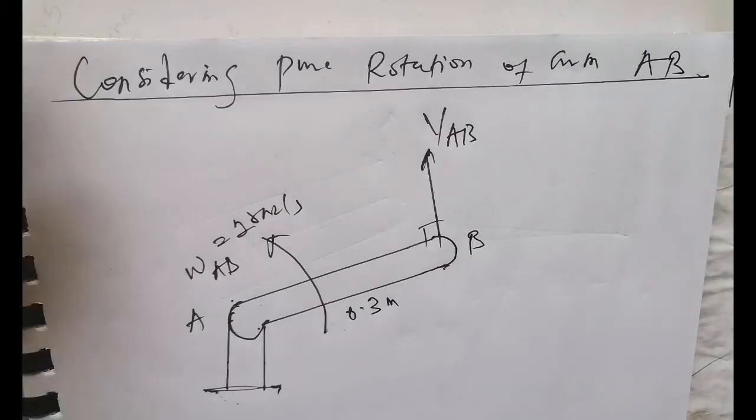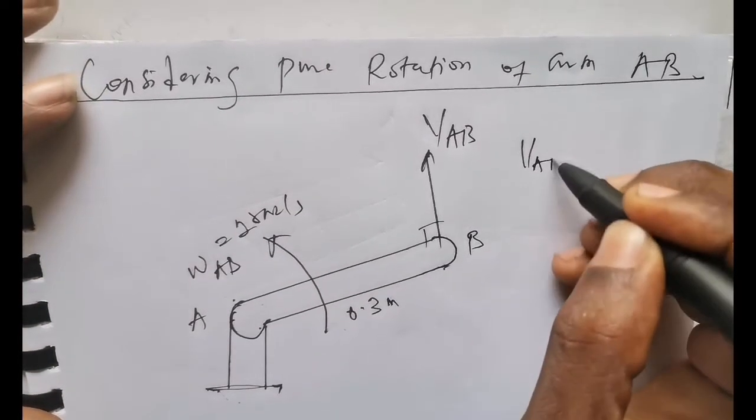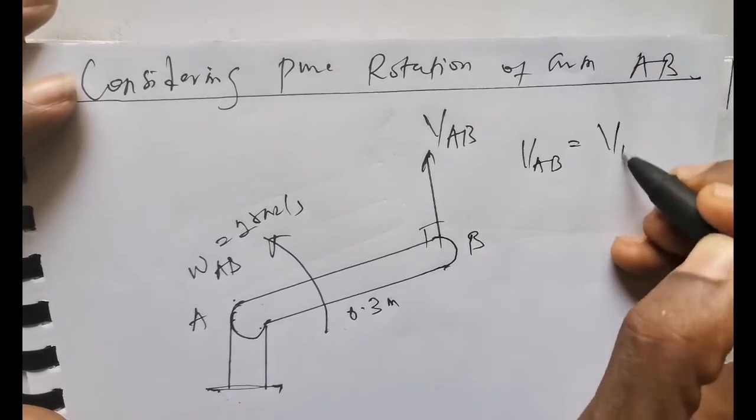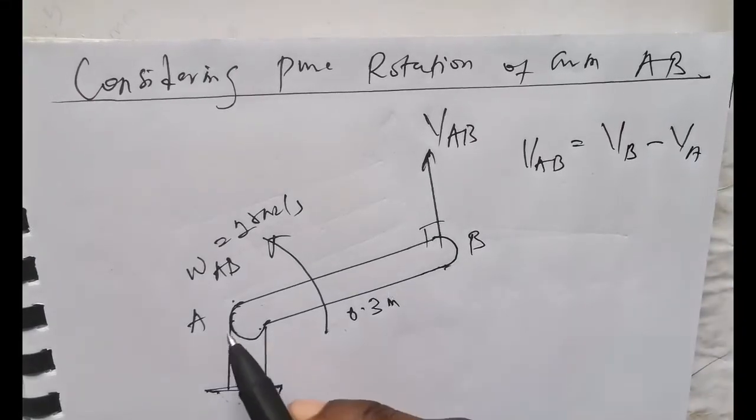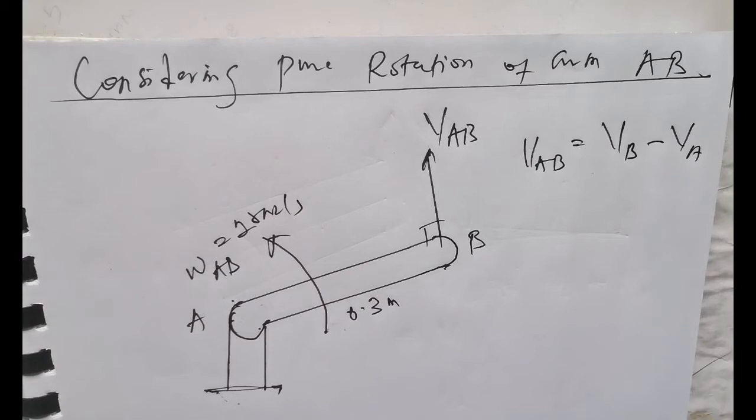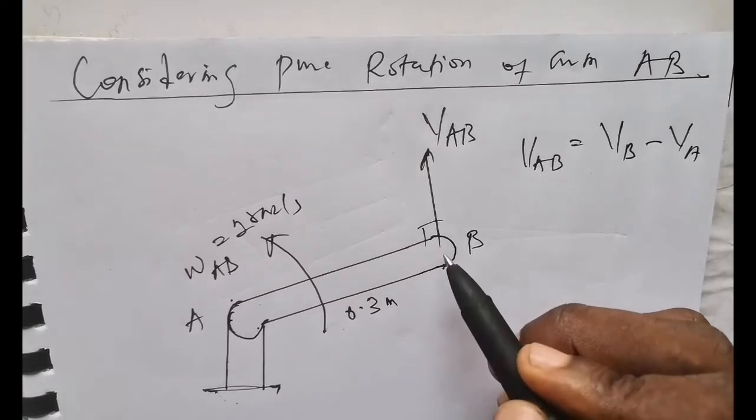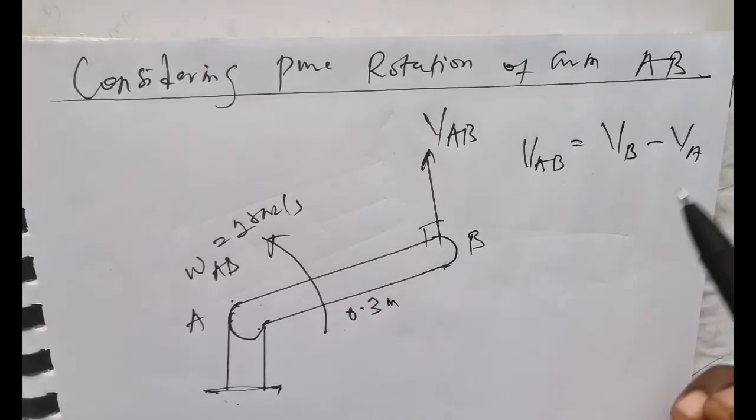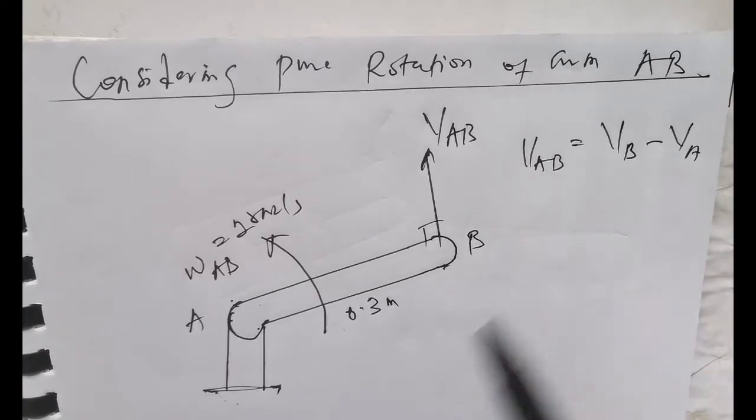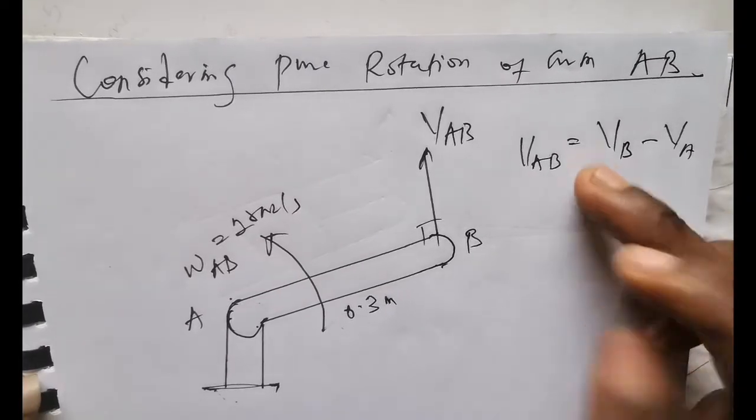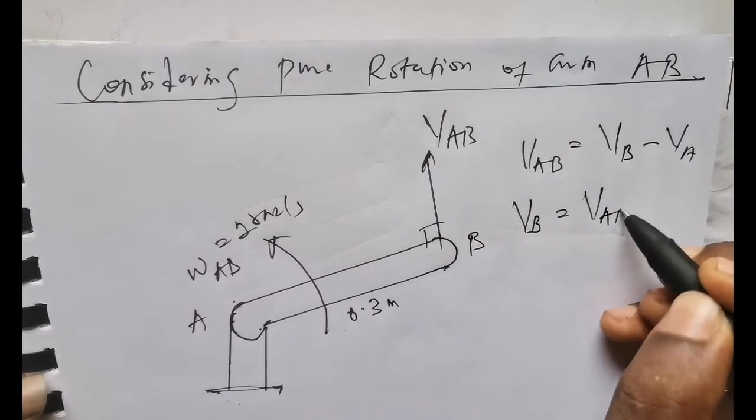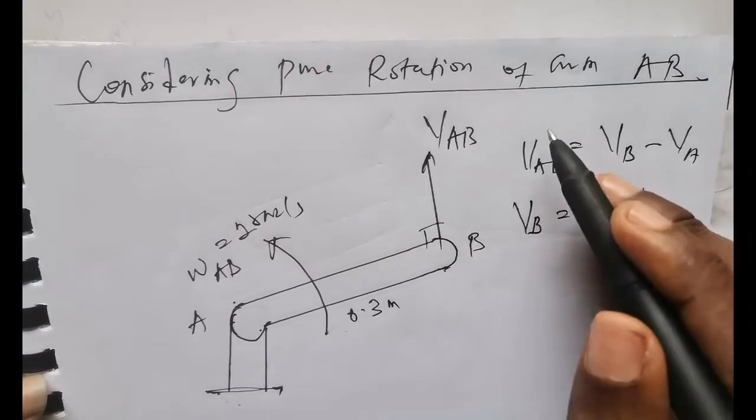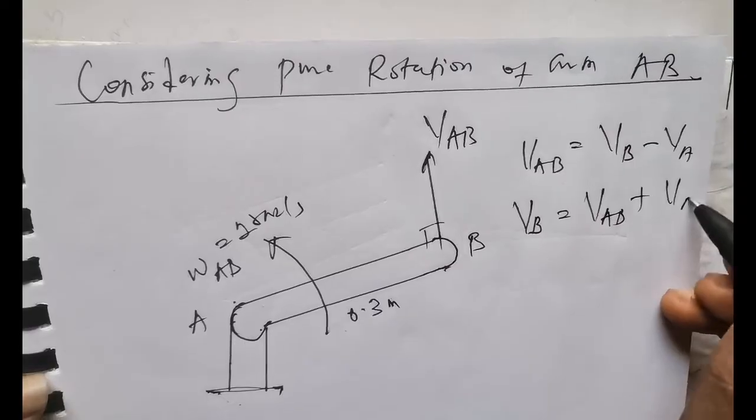Now this relative velocity VAB is given mathematically as VB minus VA, always the velocity at the extreme end minus the initial velocity. So the aim is to obtain velocity at point B. Using the information of velocity at A and that of the relative velocity, we can obtain velocity at point B. So we simply make VB the subject of the formula. This means velocity at point B equals the relative velocity between arm A to B plus, if a negative sign crosses an equal sign, it becomes positive. So you have plus VA.